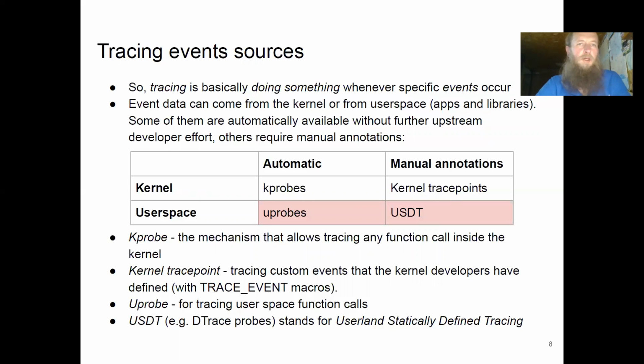So when we speak about tracing, we speak about doing something, basically printing something, saving some information whenever a specific event occurs. What events are we interested in? I would like to split them into two categories. The events that can be added and happen automatically, so-called automatic events, versus the events that require some work from the developers of the source code of that specific component. I would call them manual annotations.